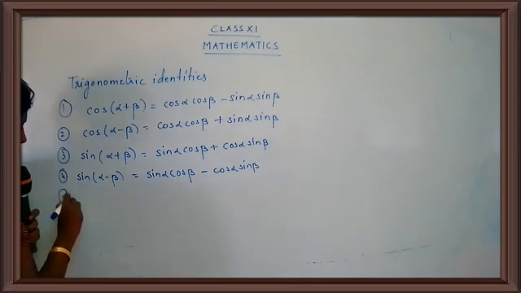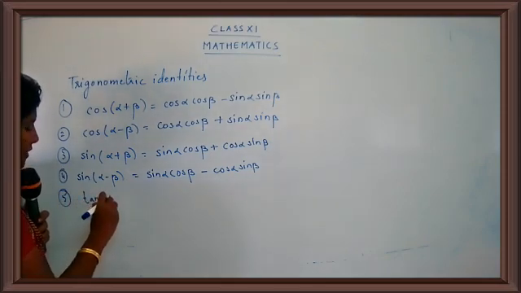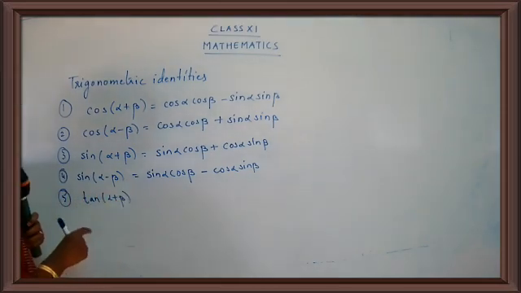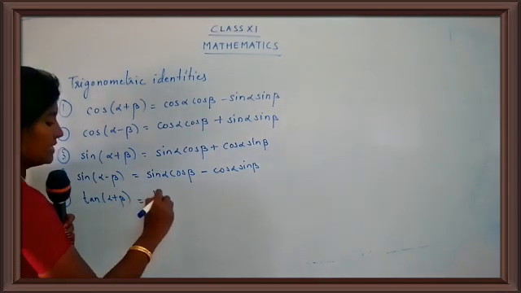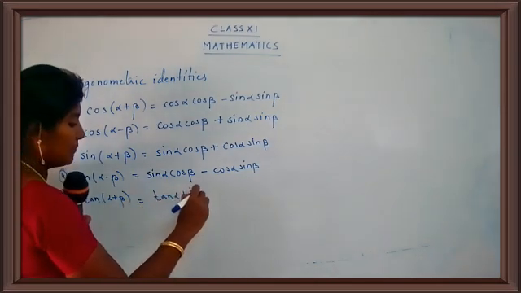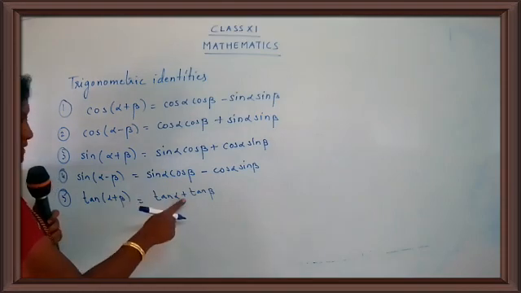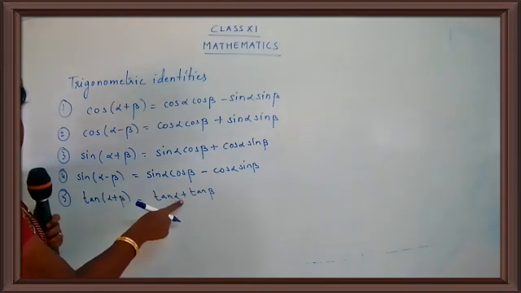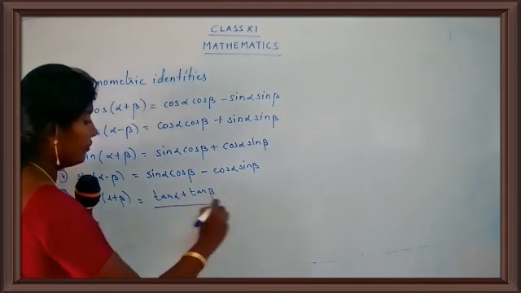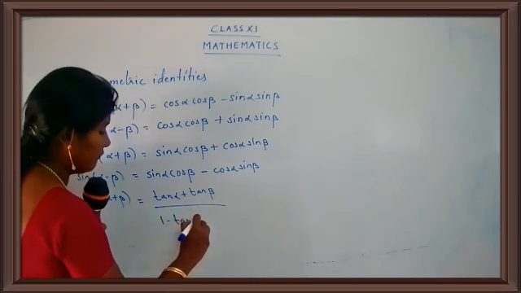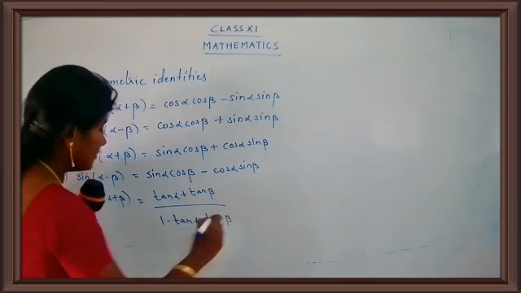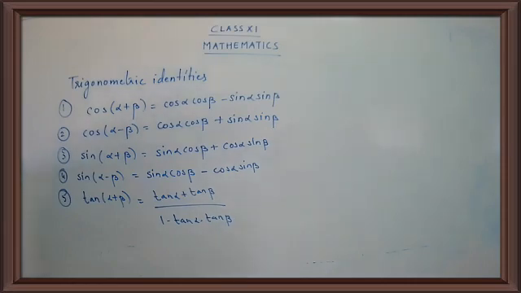Coming to the next identity, it's tan of alpha plus beta. Very simple thing. Tan of alpha plus beta is tan alpha plus tan beta. So you have to take the sign, that is plus, and when you have plus in the numerator, you have to take minus in the denominator. You get 1 minus tan alpha tan beta. What is the formula for tan of alpha plus beta? It's tan alpha plus tan beta upon 1 minus tan alpha tan beta.